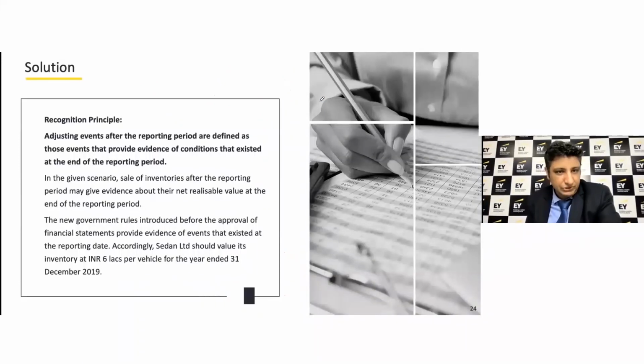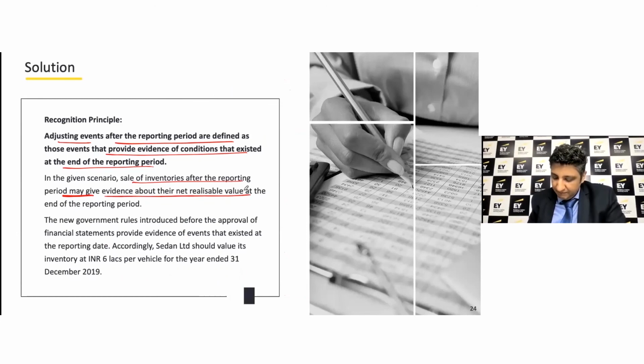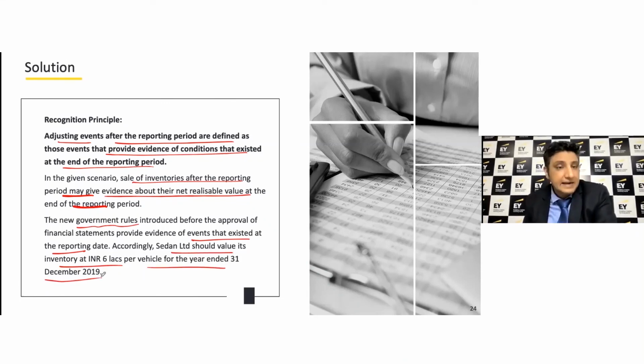Let's have a look at the formal solution also. We are given the definition. Adjusting events are those events that provide evidence of conditions that existed at the end of the reporting period. In this very scenario, the sale of inventories after the reporting period may give evidence, and the set of government rules, although introduced later, that evidence existed on the reporting date, which means you need to value those cars at the net realizable value instead of at the cost of 8 lakh rupees per vehicle.